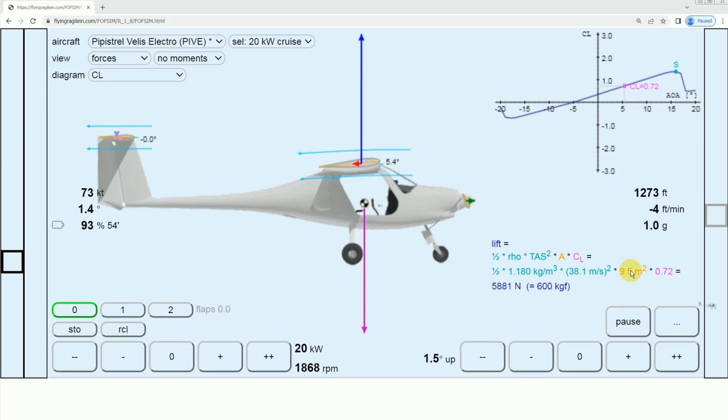All values together currently result in a lift of about 600 kilogram force. And that's exactly the lift that is required to carry the weight of our aircraft. Now, how come that the wings produce exactly the right amount of lift? Well, we will find out. Next, we slightly push on the stick.